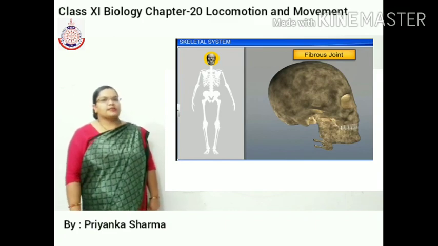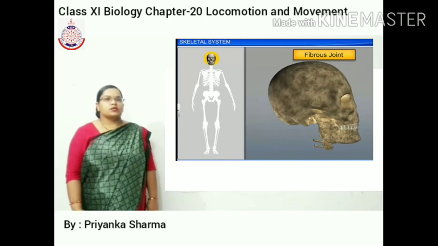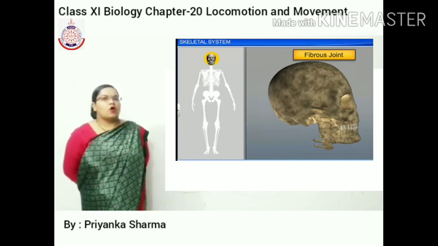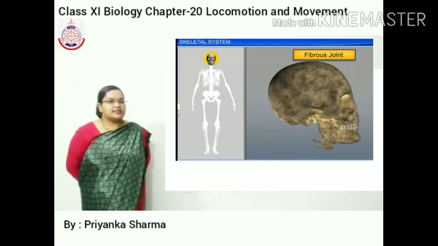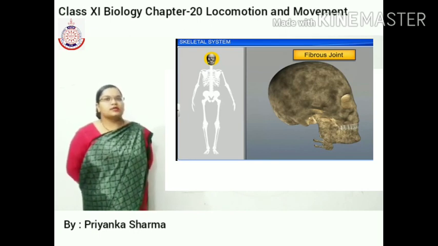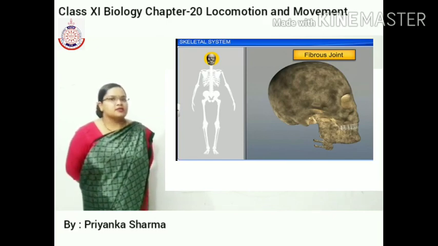How many bones are present in your cranium? Yes, 8 bones. So 8 cranial bones are present in your skull, and these 8 cranial bones are joined together with the help of an immovable joint known as sutures.